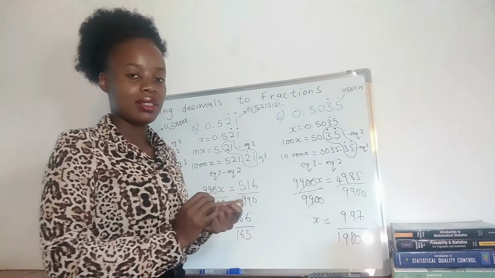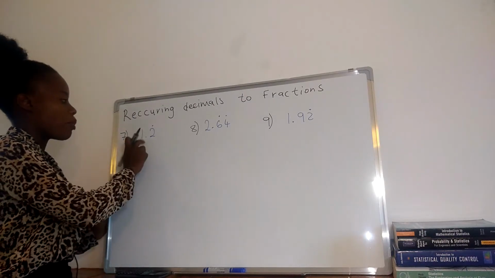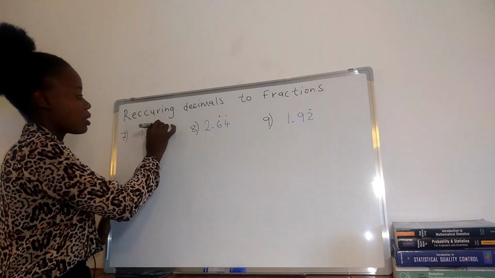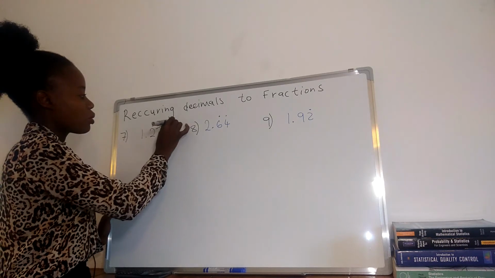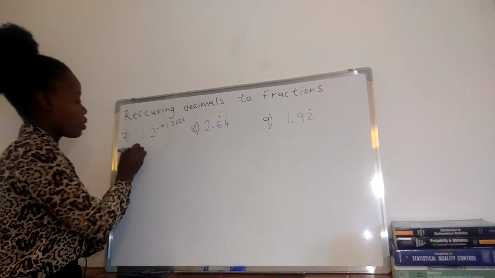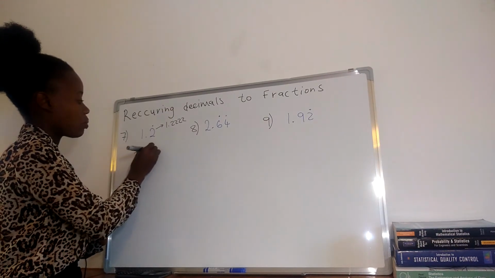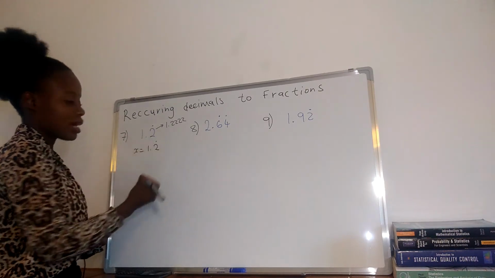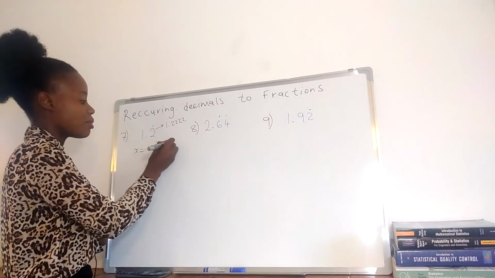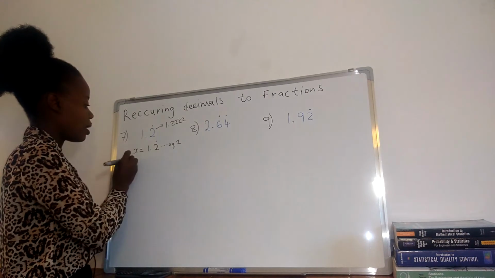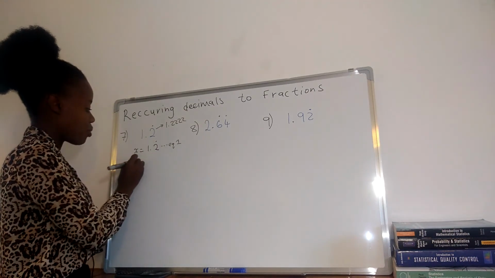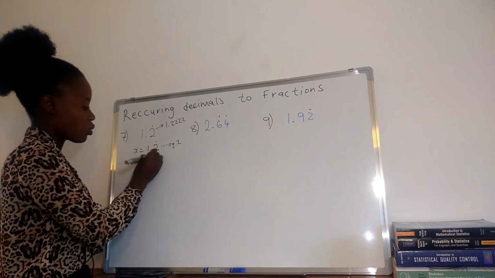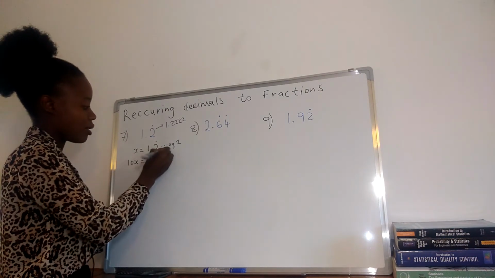Now let's do number 7. Number 7, we have 1.2 recurring. So this is the same as 1.22222. So x is equals to 1.2 recurring. We want another one that immediately after this decimal is a recurring number. So we multiply by 10 both sides. So 10x equals to 12.2 recurring.